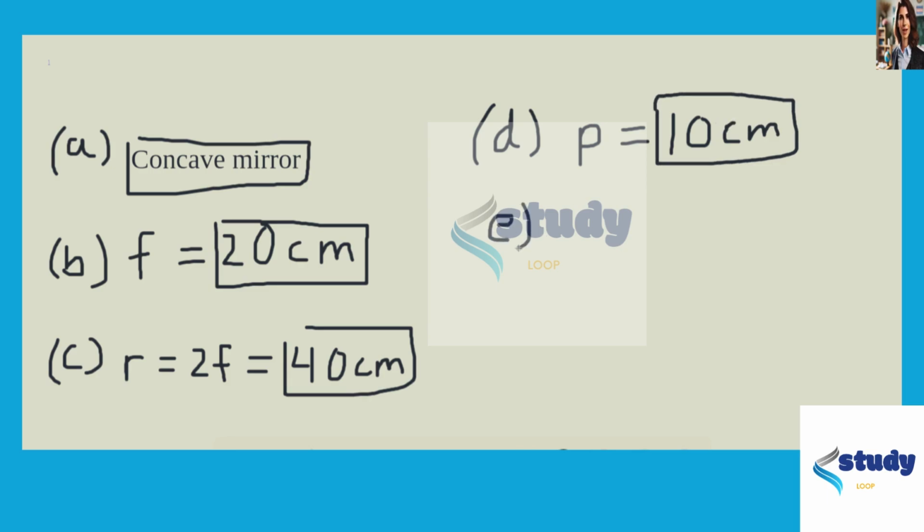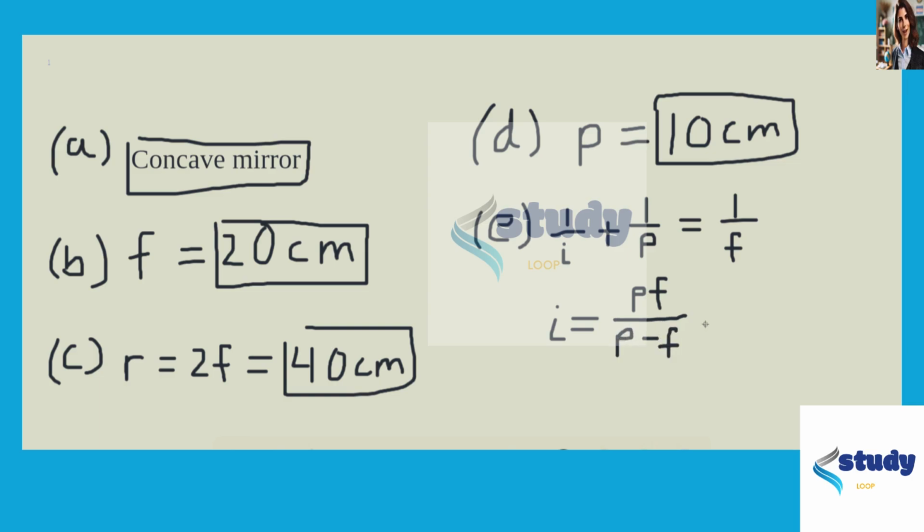Part E wants us to find the distance to the image using the information we now have. So 1 over the distance to the image, I, plus 1 over the distance to the object, P, is equal to 1 over the focal length, F. We can rearrange this equation to solve for I. We find that I is equal to P times F divided by P minus F.